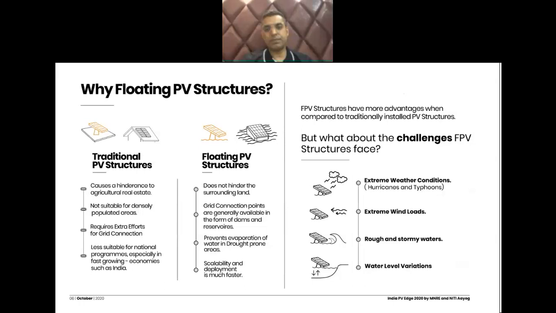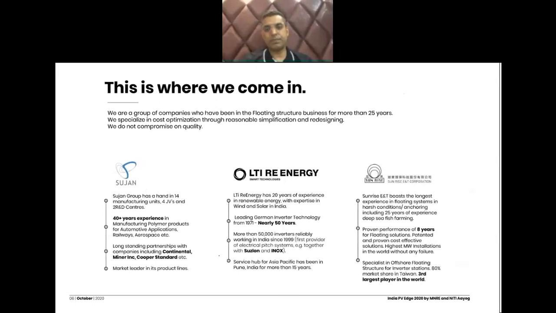It has its advantages, but there are difficulties also when it comes to floating solar. We have to worry about extreme weather conditions like hurricanes, typhoons, basically century storms, which are actually not century storms anymore. They're just coming every 5 years, every 7 years. We have to worry about extreme wind loads, rough and stormy weather, water and water level variations. So these are some of the big issues when it comes to FPV structure.